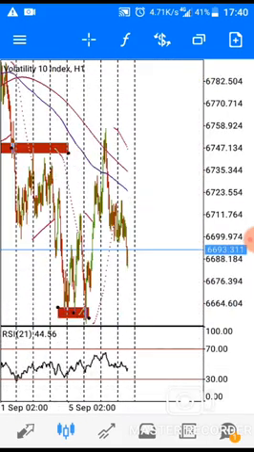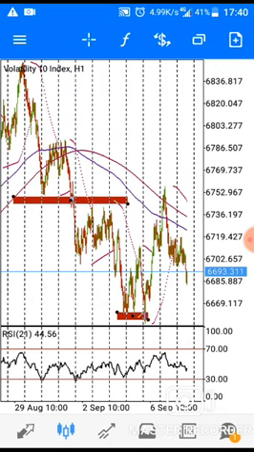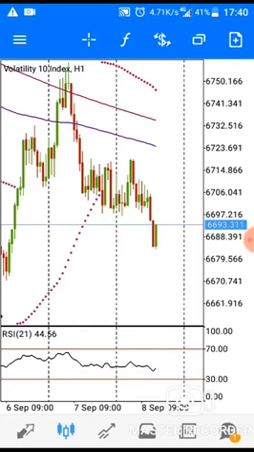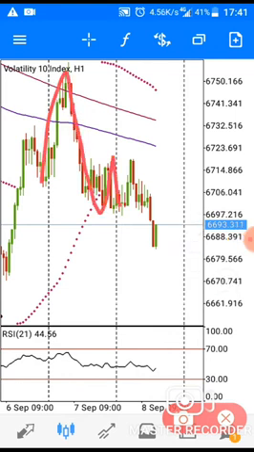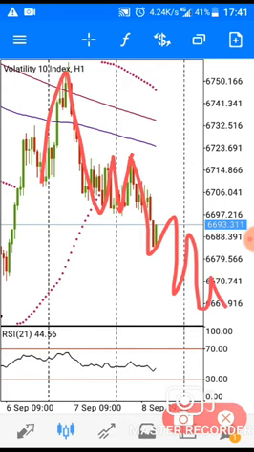But I usually use my indicator here for entry. If you ask me the current direction of this Volatility 10, I'll tell you it's a sell. Why? Because you see, this was the last high, so it came back, made a small new higher low, made a new lower low, came back, made a new higher low, and now it's making a new lower low. It's currently making a downward movement. So it is selling.